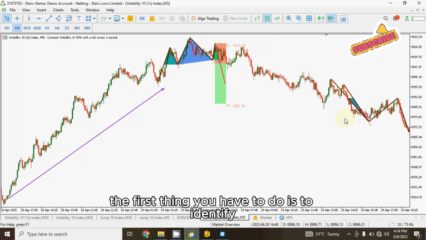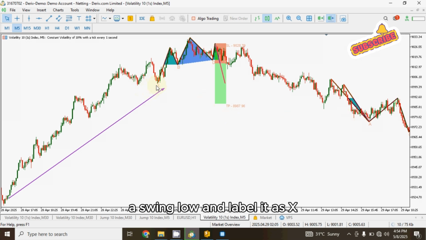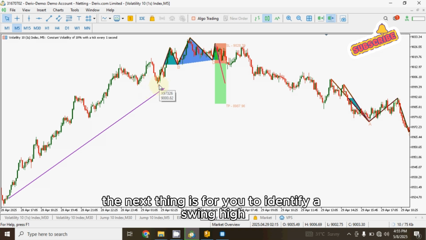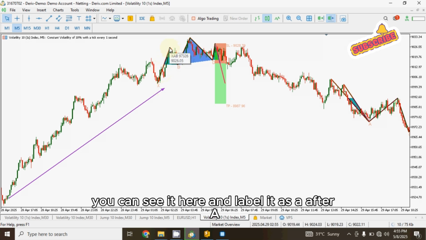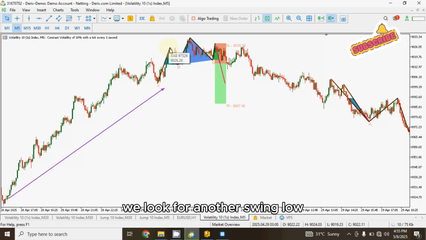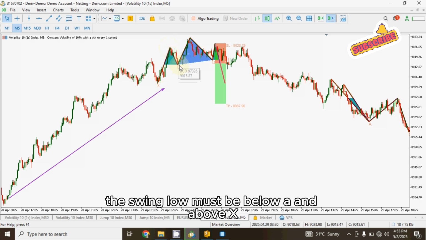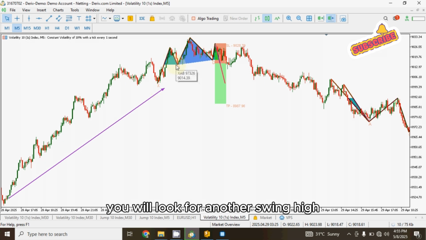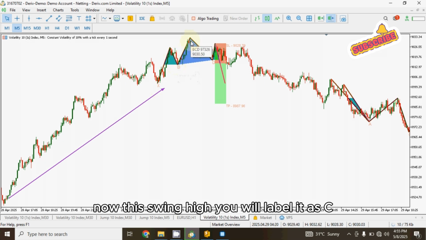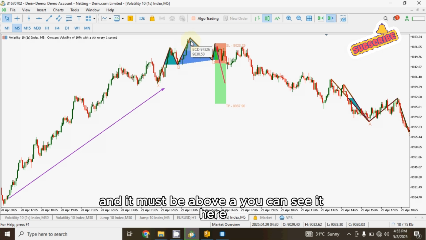The first thing you have to do is to identify a swing low and label it as X. You can see it here, right? The next thing is for you to identify a swing high after X that is above X. You can see it here and label it as A. After A, we look for another swing low. The swing low must be below A and above X, then label it as B. After that, you will look for another swing high. Now this swing high, you will label it as C, and it must be above A. You can see it here.